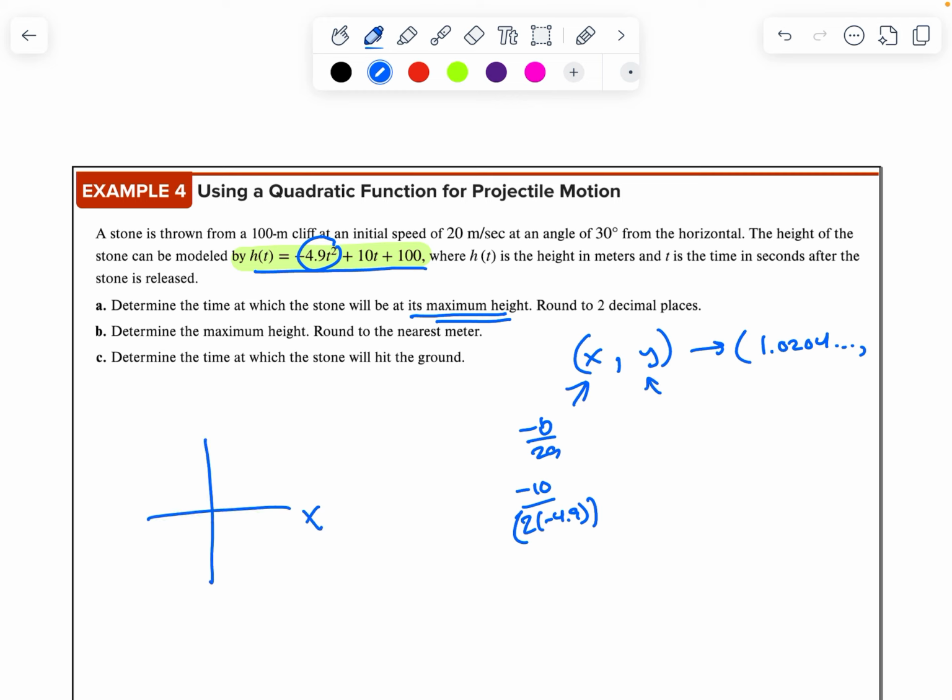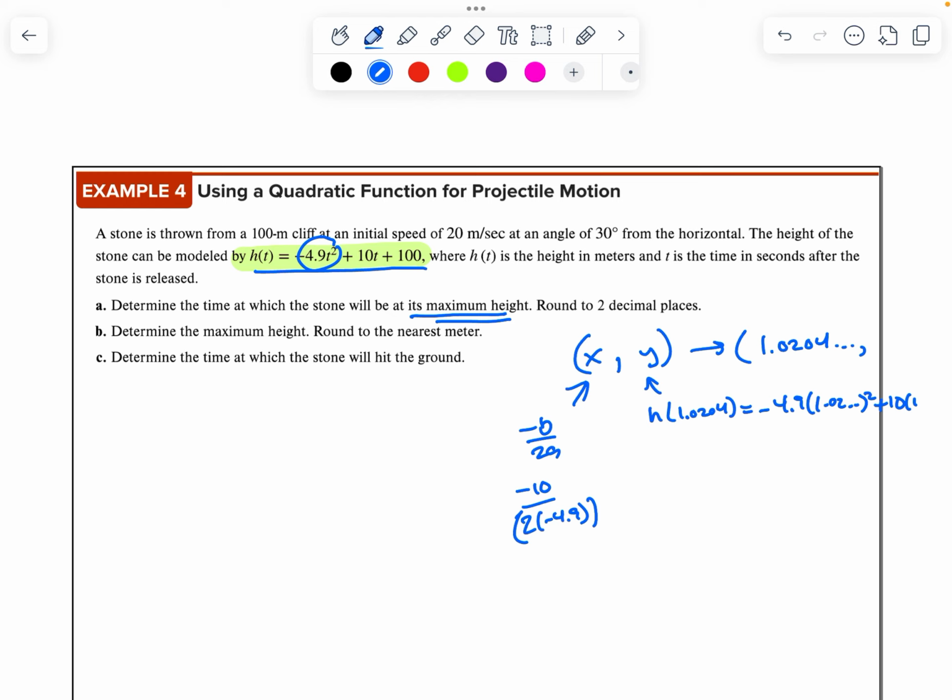To find the y value, we just need to take this number, x, and sub it back into our original equation. So that would be h of 1.0204, I'm keeping the decimal in my calculator, equals negative 4.9 times 1.02 squared plus 10 times 1.02 plus 100. All right, I'm typing that in now.